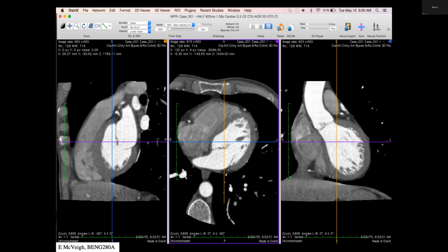Coronal is a plane that's parallel to the floor, and sagittal is orthogonal to those two. So it would cut them right down the center of their body, right down this axis here. That's called a sagittal plane. So this is an axial plane through a heart. This is a coronal. So we're looking from the patient's chest down towards their back. Here we're looking from their left arm towards their right arm. And that's called a sagittal.